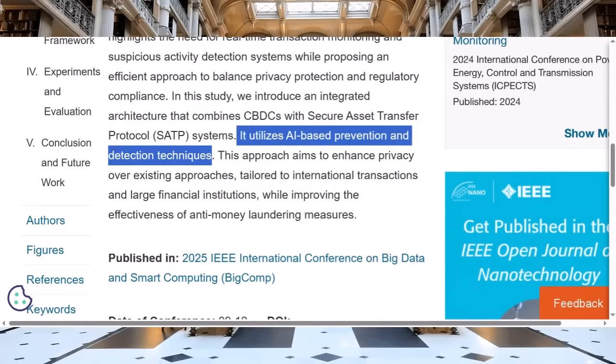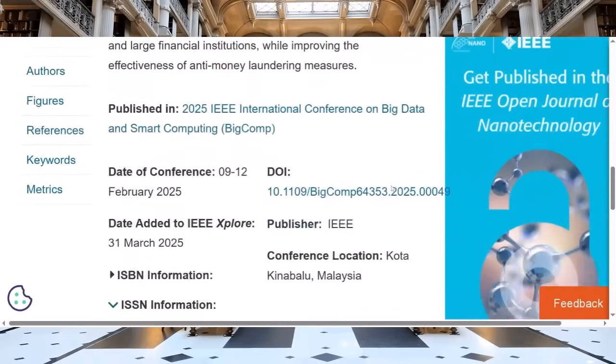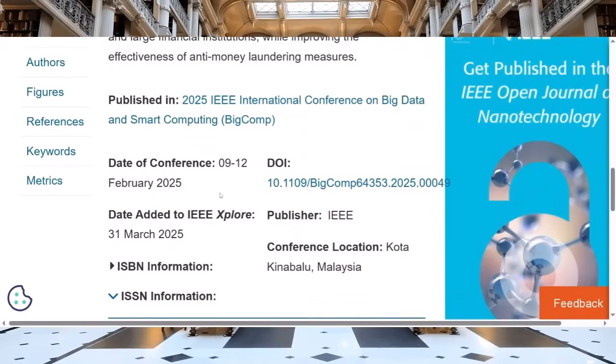If you go to the Humanized site with Salience, it literally mentions those key things as well. I'm just saying, call it a stretch, call it whatever you want, but it's the common ground of why we get into the weeds of some of the research. So it says tailored to international transactions, large financial institutions, while improving the effectiveness of anti-money laundering measures. It's a big deal. And more importantly, when is the date of this conference? That should be eye opening to you.